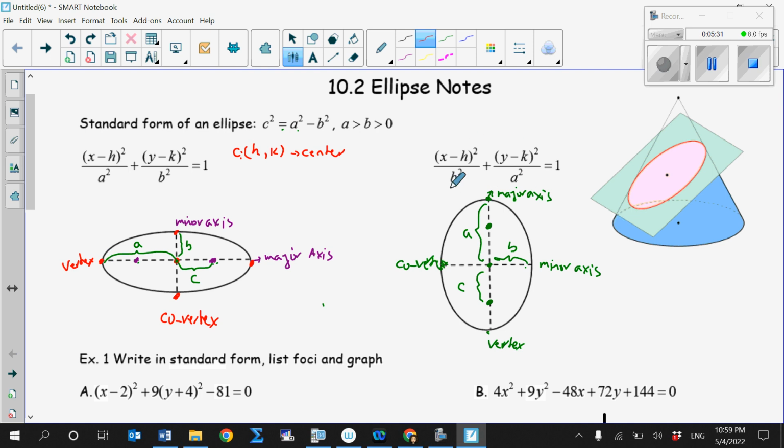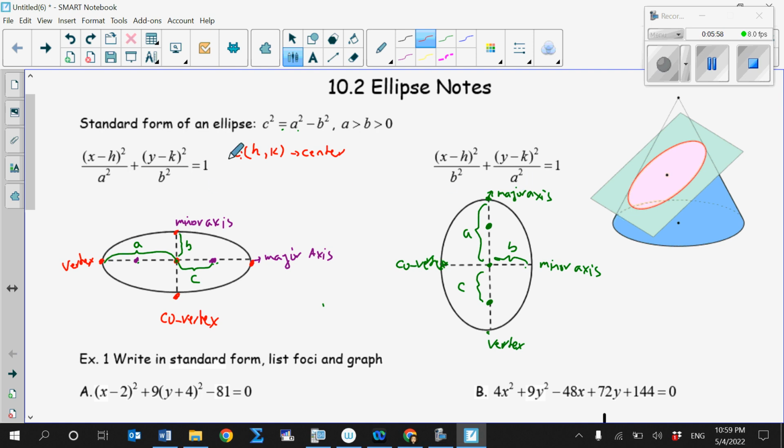Now look at the vertical ellipse. Again, the equation is very similar to the horizontal, except that this time A is under Y. So for the horizontal, major axis is horizontal, so the A value will be under X. For the vertical, the A value is under Y.